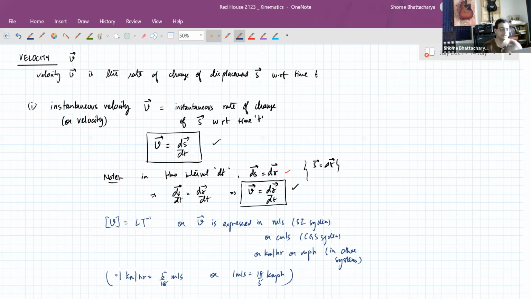Now, like we have described instantaneous velocity as the instantaneous rate of change of displacement with time, we'll also describe something called average velocity, which will be the average rate of change. So that will be total displacement divided by the time interval. Okay. We'll come to that, but when we just use the term velocity, the default meaning is that we're talking about instantaneous velocity and not average velocity.